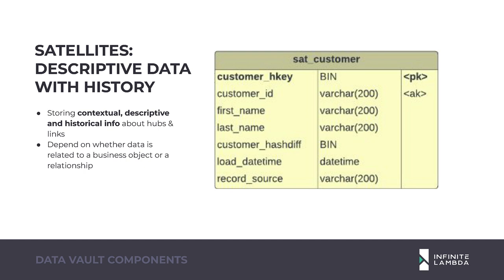And the most important thing is that it has the hash diff column. So it hashes first name and last name. If this person marries into another family and changes their first name or last name, there will be another row with a different load date, the same customer ID, but a different first name, last name, and of course a different hash diff. So we will store that history. We will know when that person changed their last name and when that row of data was loaded into the system.